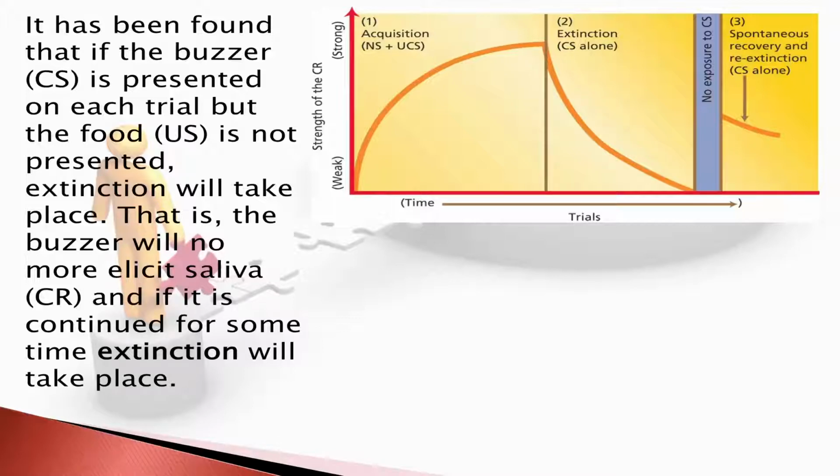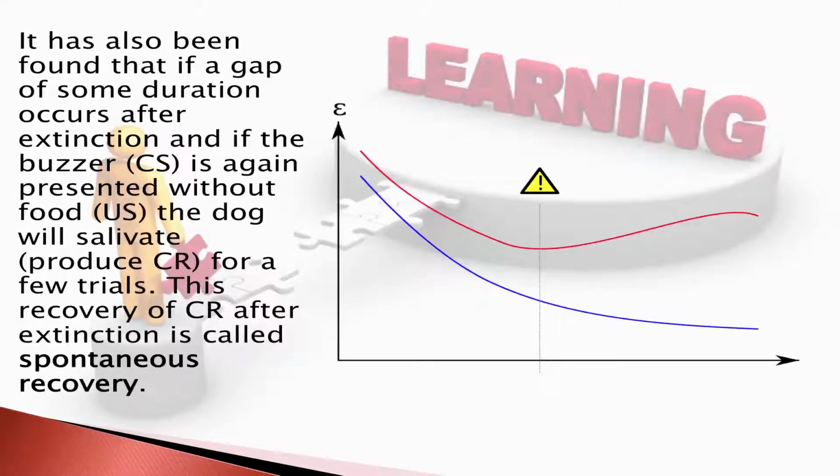That is, the buzzer will no more elicit saliva, and if it is continued for some time, extinction will take place. It has also been found that if a gap occurs after extinction and if the buzzer CS is again presented without food, US, the dog will salivate, produce CR for a few trials. This recovery of CR after extinction is called spontaneous recovery.